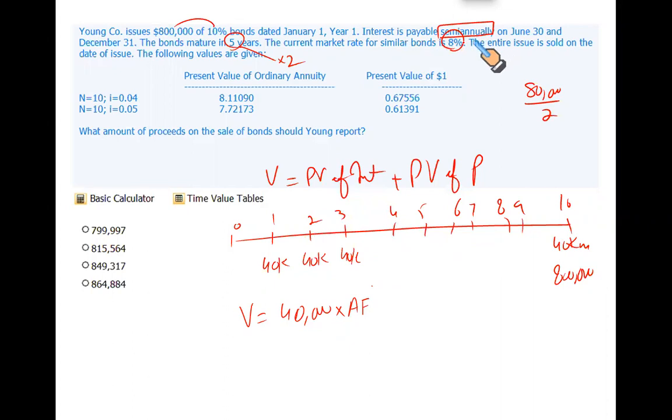Since it's a semi-annual bond, you will divide 8 by 2, just like the way I divided 10,000 by 2. 5% of 800,000 is 40,000. So 40,000 is the semi-annual interest payment multiplied by the annuity factor for 10 periods at 4%, which is given right here. 10 periods, 4%, this is the annuity factor, 8.1109. Plus, there is going to be a principal repayment at the end of the 10th year.